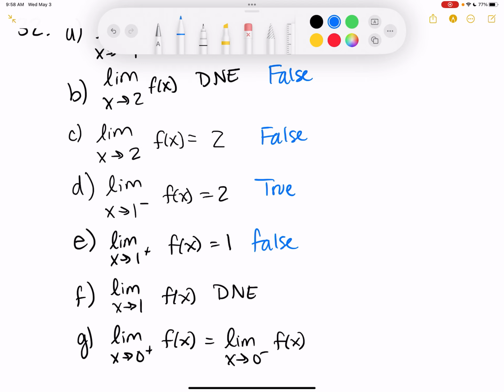If it makes you feel any better, there's not going to be true and false on your quiz. Okay. Cool. Can't promise what's on there next year, but there's not on this one.